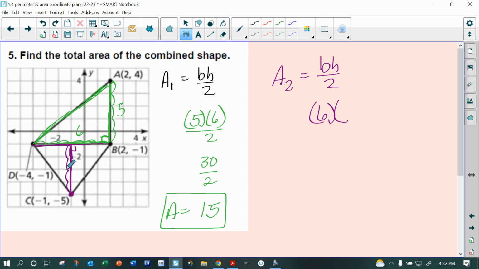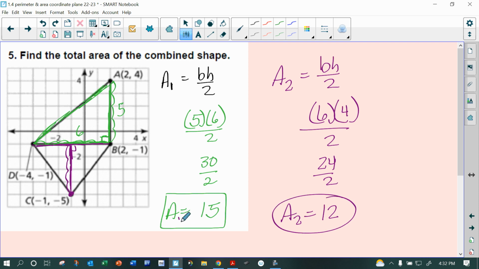So what do we say? 1, 2, 3, 4. So that's 24 over 2. So that is 12. So the area of 2 is 12. The area of 1 is 15. So now to get the total, just add them together. So the total area is 15 plus 12. So your total area is 27. And there you go.